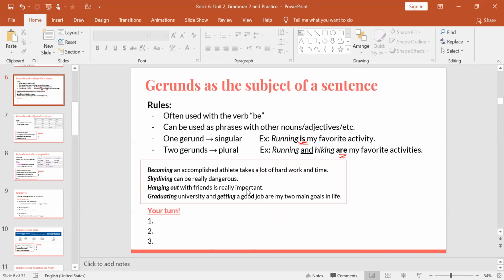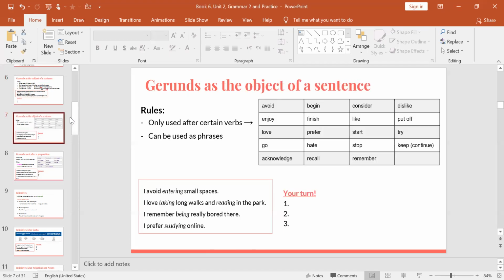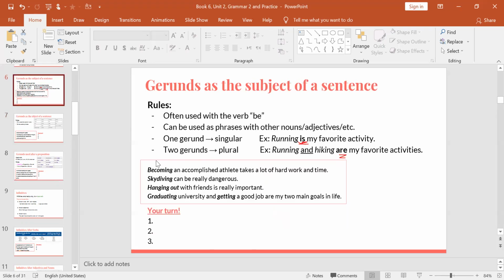So here are some sentences. Becoming an accomplished athlete takes a lot of hard work and time. Skydiving can be really dangerous. Hanging out with friends is really important. Graduating university and getting a good job are my two main goals in life. How about you take a pair of seconds to write a sentence and we'll write one together.